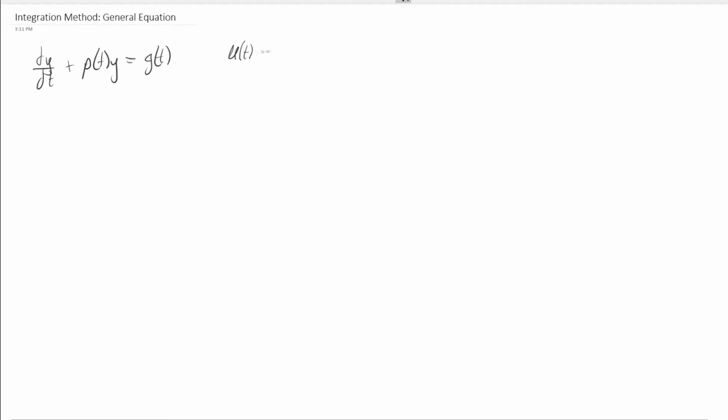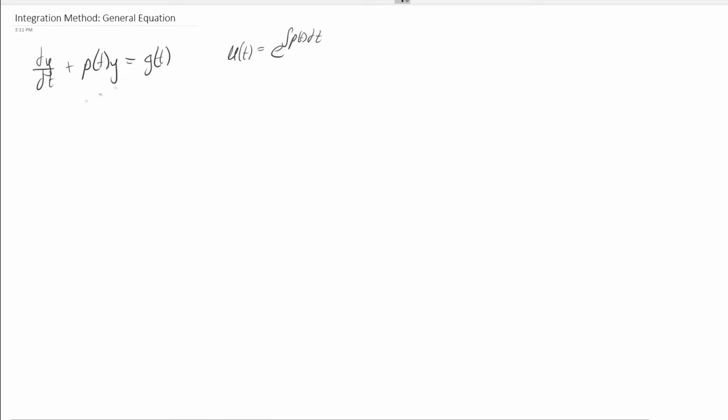Mu(t) is equal to e to the integral of p(t) dt. So we're going to break this apart. I'm going to show you the process and what you do to do this, and I'm also going to show you where we get this equation from.